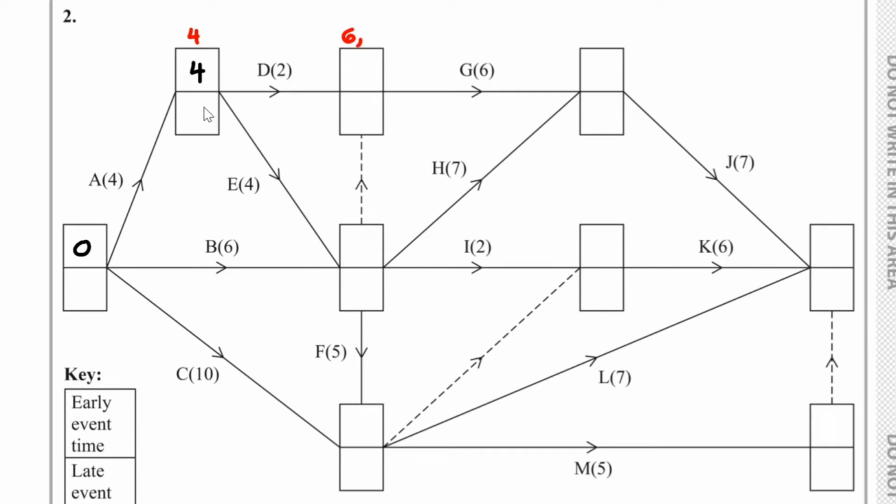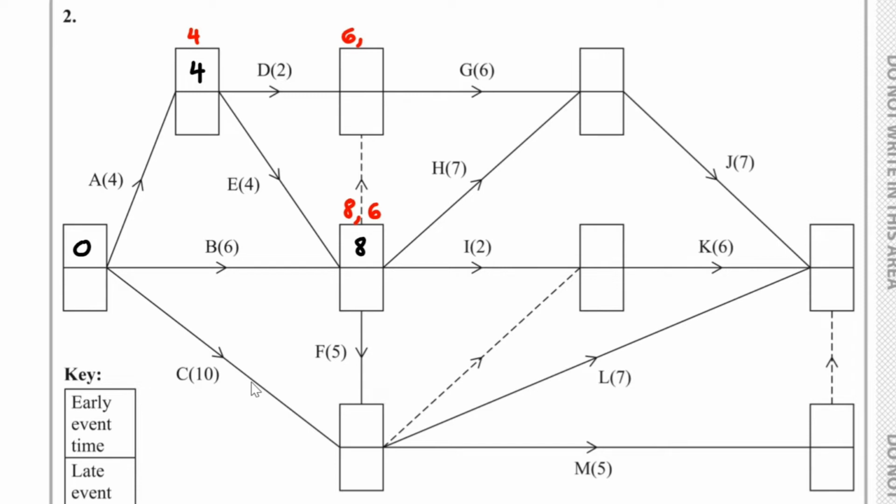And 4 plus the 4 is 8. And then we have 0 plus the 6, which is 6. So what goes into here, we compare the 8 with the 6, we choose the larger one. 8 goes into here.